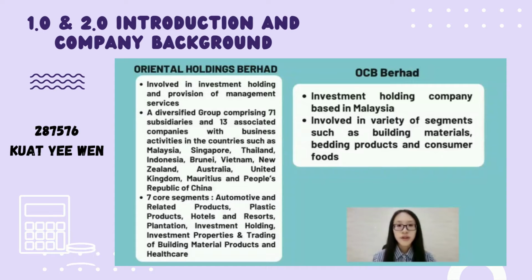Business activity of Oriental Holdings Berhad covers 7 core segments such as automotive and related products, plastic products, hotel and resort, plantation, investment holding, investment property and trading of building material products, and healthcare. The next one is OCB Berhad. OCB Berhad is an investment holding company based in Malaysia, and it is involved in a variety of segments such as building material, bedding products, and consumer foods.